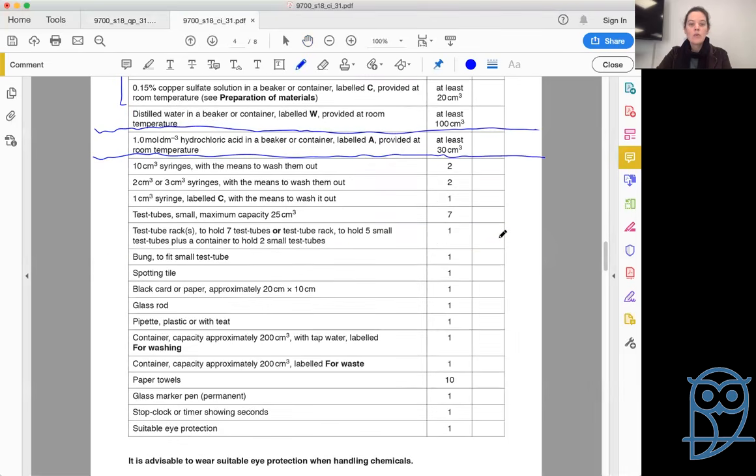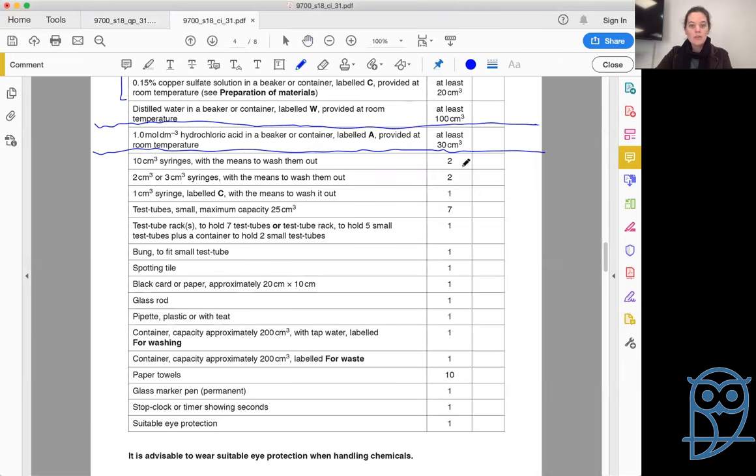Then we get all of the equipment. So we have 2 10 centimeter cube syringes, 2 3 centimeter cube syringes, 1 centimeter cube syringe labeled C. And then we have test tubes. There are 7 test tubes. And a test tube rack, and a bung, and a spotting tile, and black card or paper, and a glass rod, a pipette with plastic teeth. So they were looking at a dropping pipette. Then we have our wash and waste beakers. We have paper towels, a glass marking pen, a stop clock, and suitable eye protection.